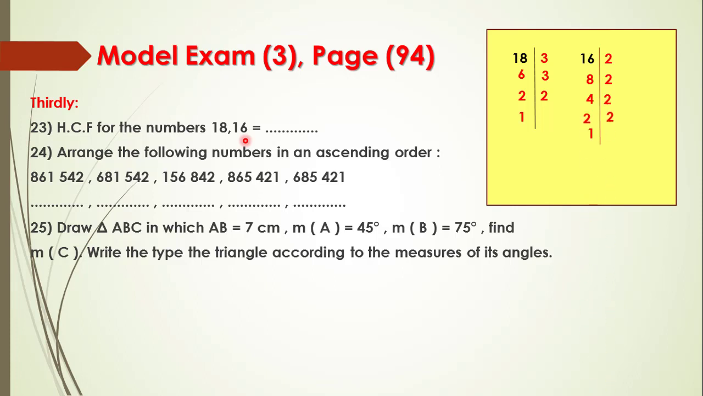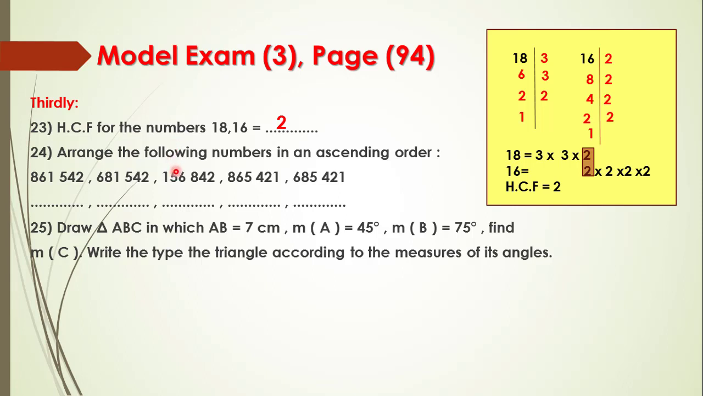So we have 18 as 3 times 3 times 2, and 16 as 2 times 2 times 2 times 2. The only common factor here is 2. If I write the factors in a column, the only common column is 2. I'll take 1 from each common column. Here we have only one common column, which is 2. So the highest common factor for numbers 18 and 16 is 2.